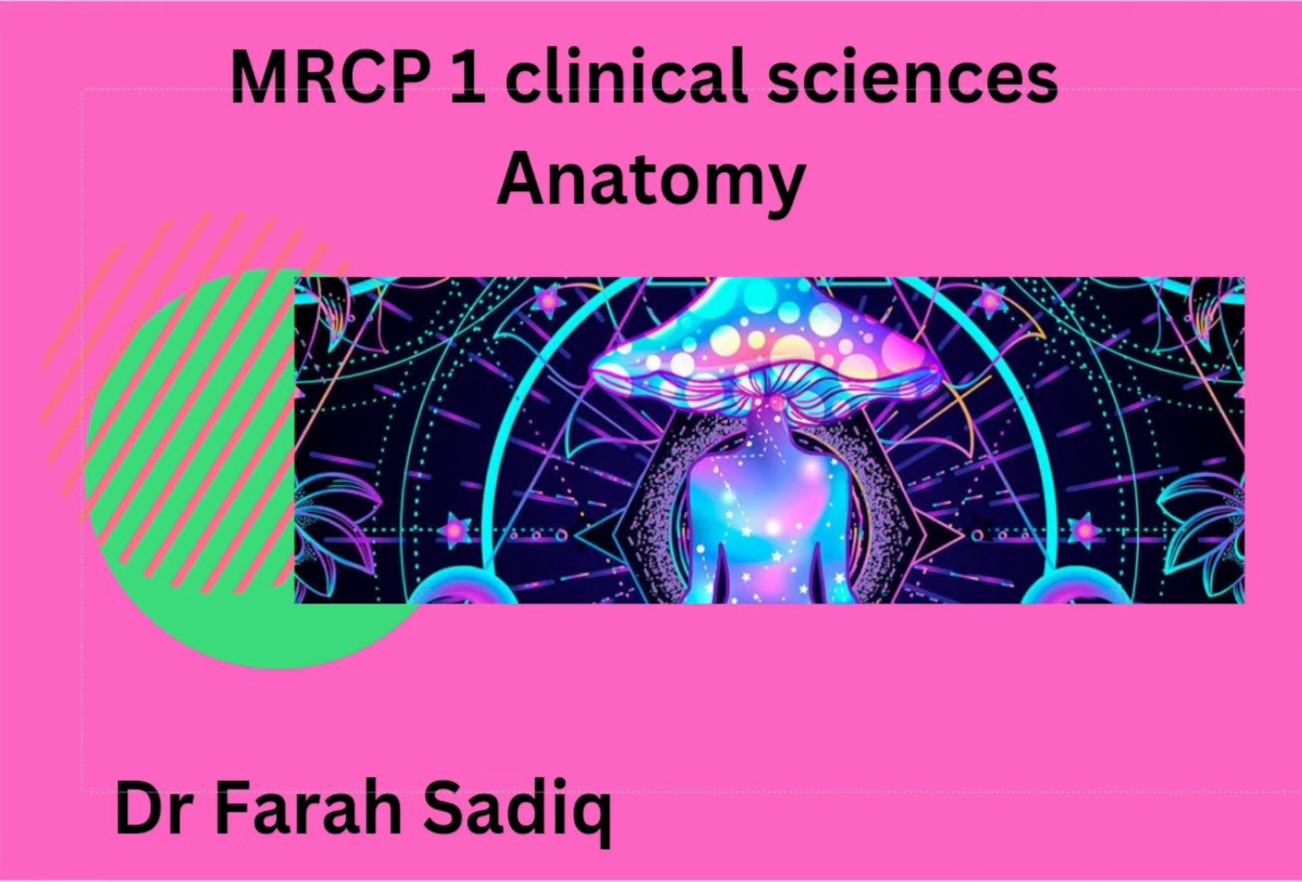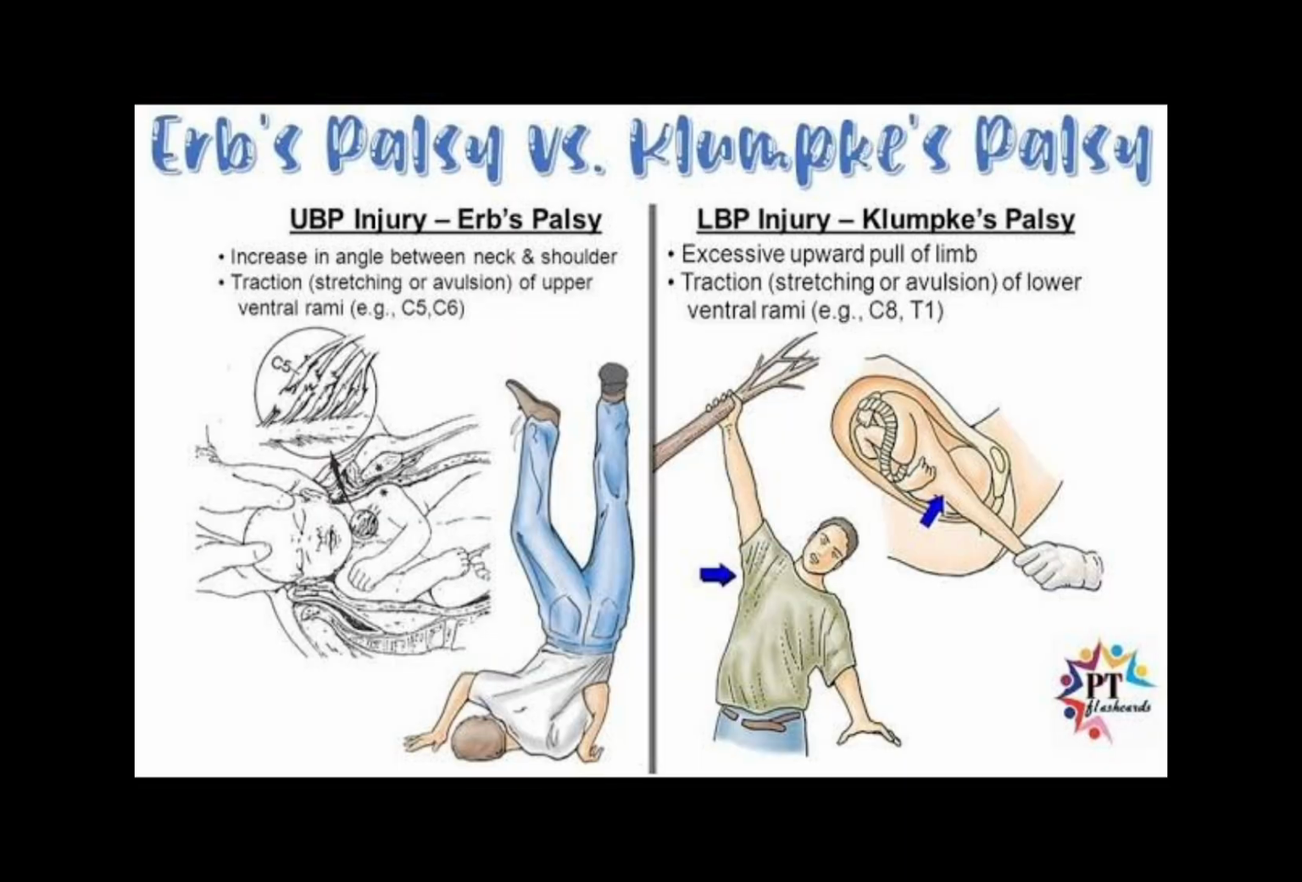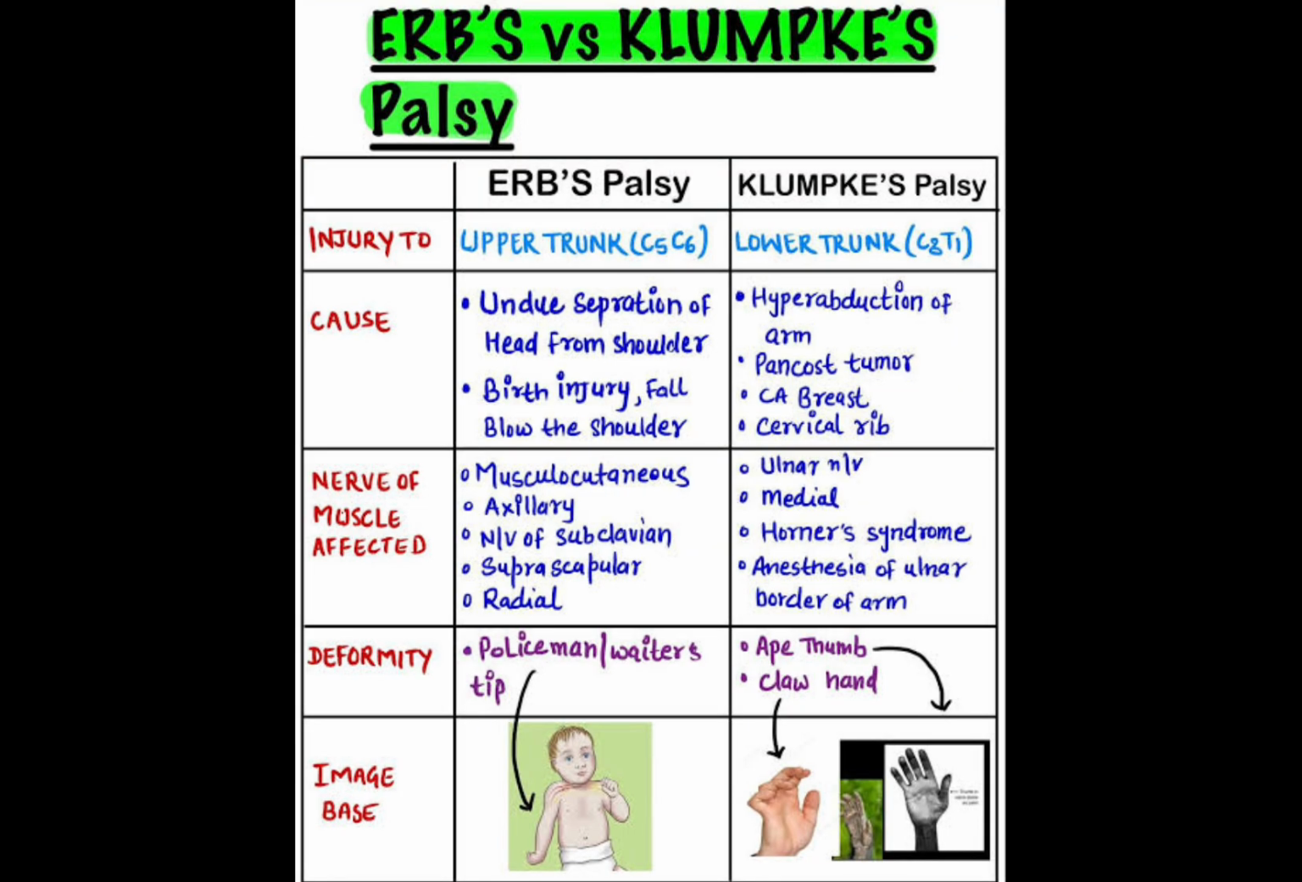Hi guys, today we will discuss an important topic that comes in exam, Erb's palsy and Klumpke's palsy. Erb's palsy means the upper part of the brachial plexus is damaged because of undue traction or angulation between neck and shoulder, which usually occurs because of birth injury. And then Klumpke palsy occurs because of excessive traction of the upper limb, as you can see in the picture, and it is lower brachial plexus damage.